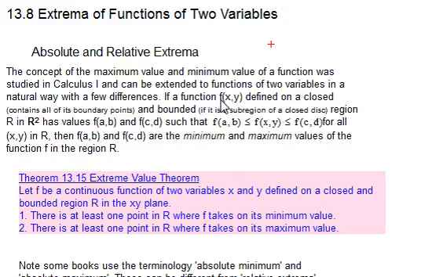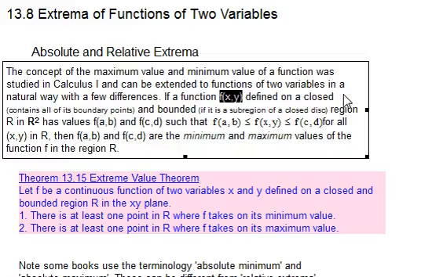What do you mean by maximum and minimum? You have to think about the function being defined on a closed region, which means it contains all its boundary points. And it's bounded, which means it has an upper bound and a lower bound. So usually when you say a closed region, that means it'll be a closed disk.